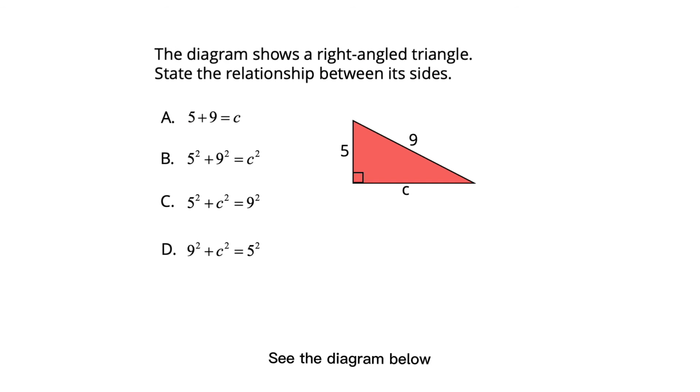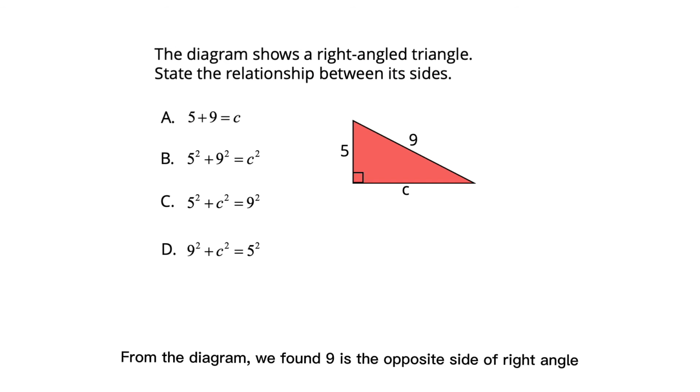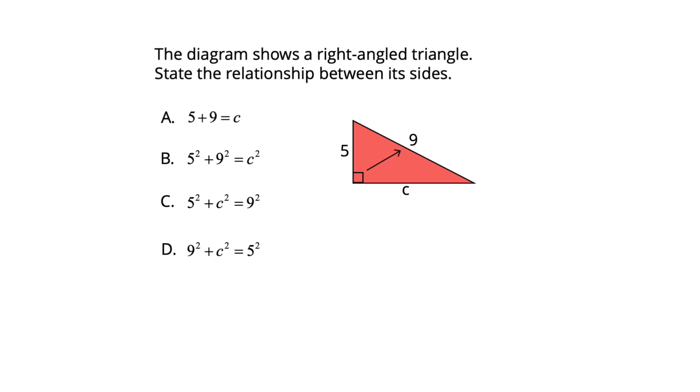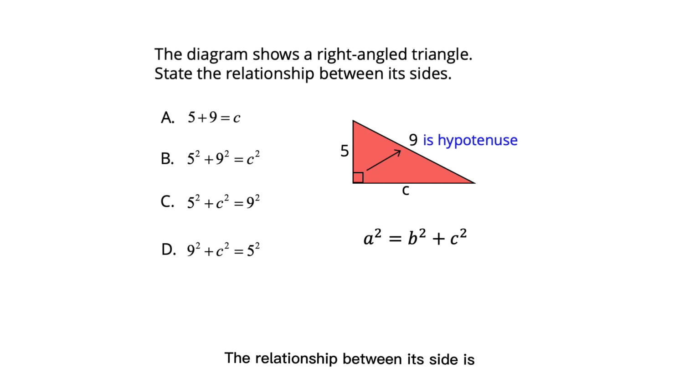See the diagram below. State the relationship between its sides. From the diagram, we found 9 is the opposite side of the right angle. It is the hypotenuse of the right triangle. According to the Pythagoras theorem, A squared equal to B squared plus C squared. The relationship between its sides is 5 squared plus C squared equal to 9 squared. The answer is C.